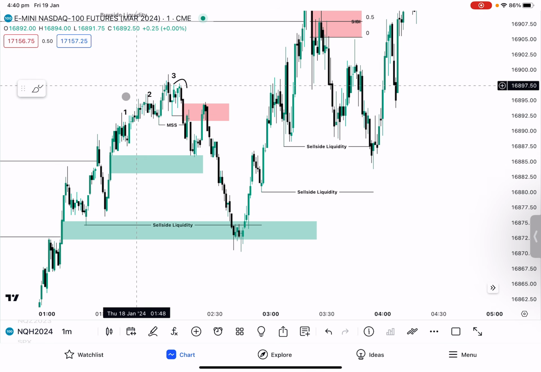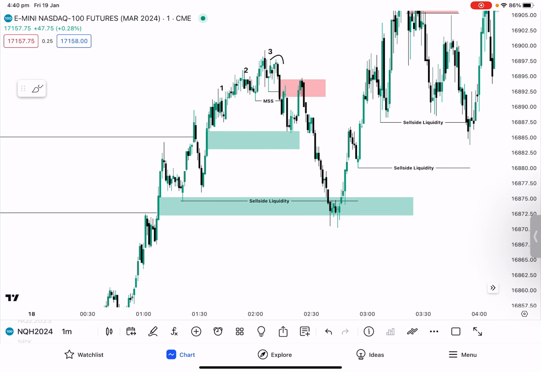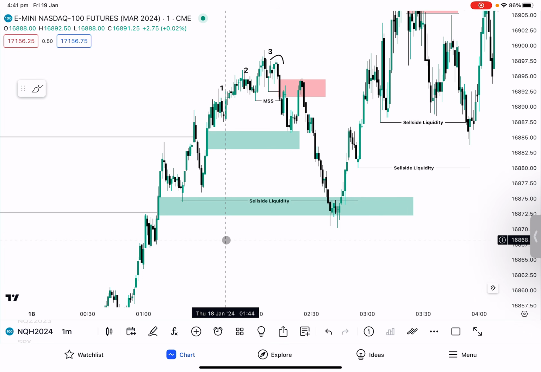So this is a trade I took based off the 3 drives pattern. It's one of those things that won't pop up all the time. I'm going to say once a week, once every couple of weeks, you will see it pop up. I've seen this happen in the New York session. I've seen it happen in the PM session. I've also seen it happen now in the London session.